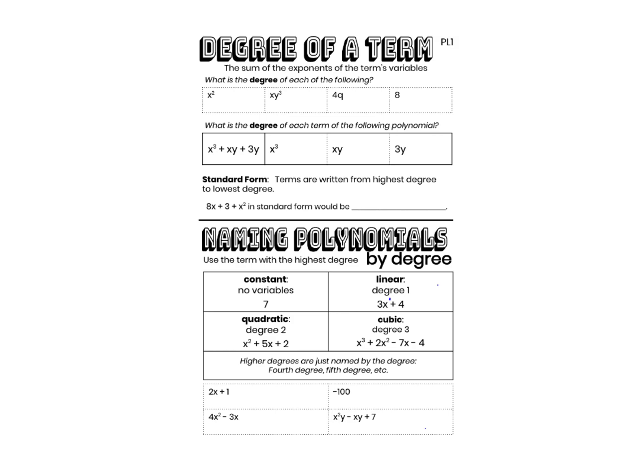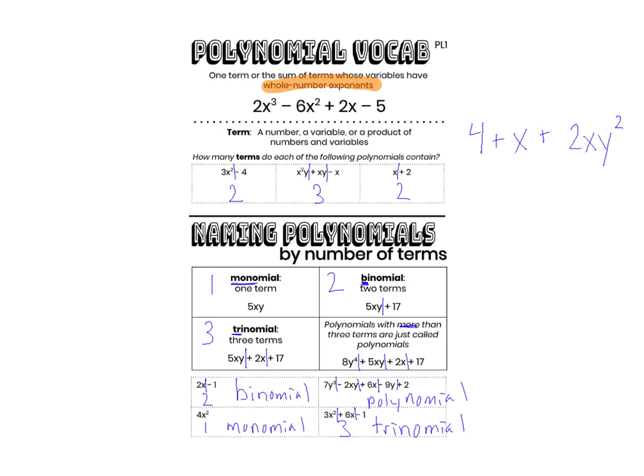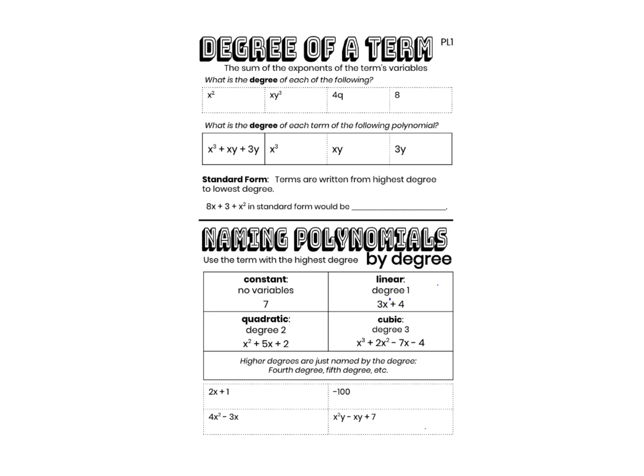In our last toolkit, we learned some important vocabulary. We learned what a polynomial is and also some words, monomial, binomial, trinomial, to name polynomials. In this toolkit, we're going to learn some other words that we can use to name polynomials: constant, linear, quadratic, and cubic. But we cannot learn those words until we know what degree is. So let's talk about the degree of a term.